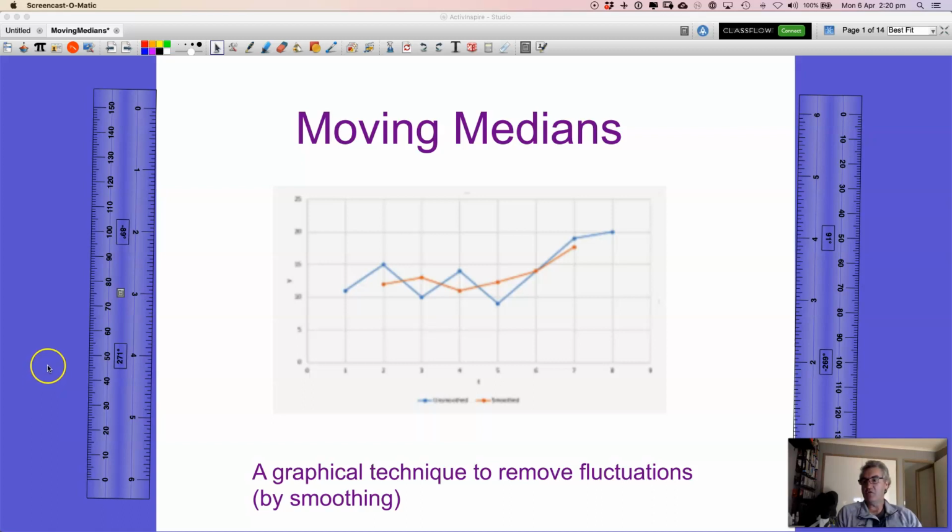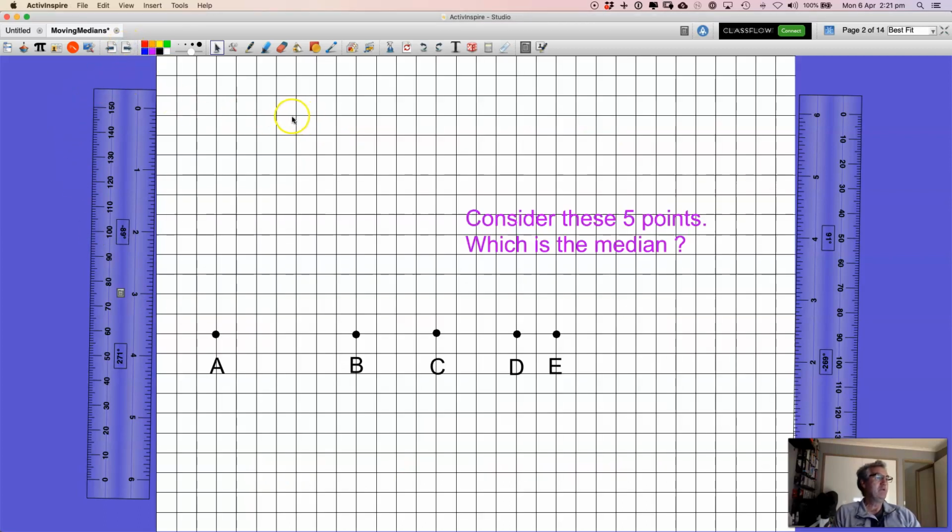Well, hello and welcome. In this presentation, I'll be looking at moving medians. It's a graphical technique that takes the peaks and the troughs out of a time series plot to give a much smoother representation of our data. Now, we will be looking at 3-point, 5-point, 7-point median smoothing, but let's go back to some of the fundamentals.